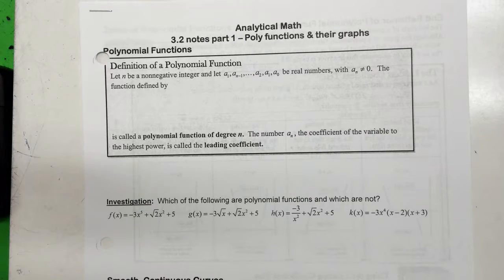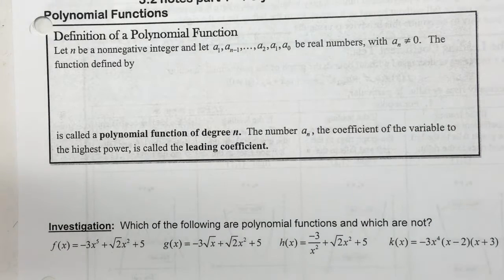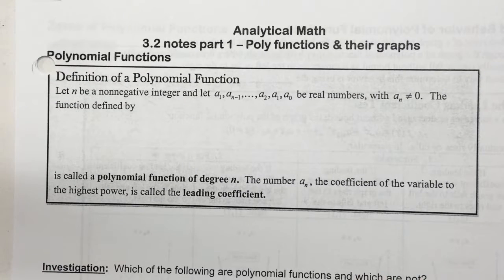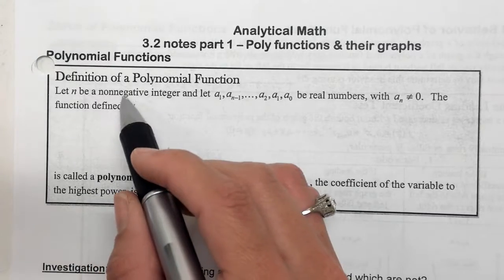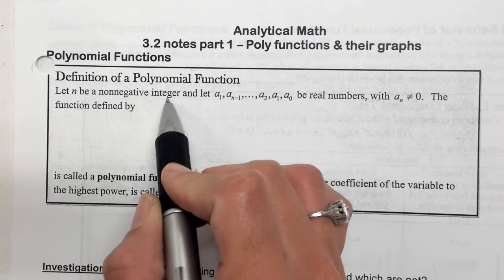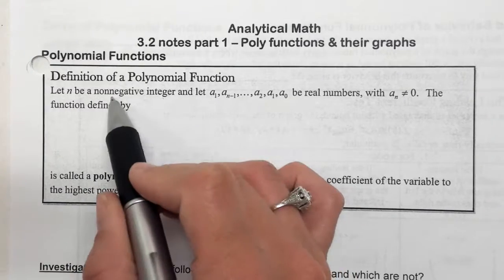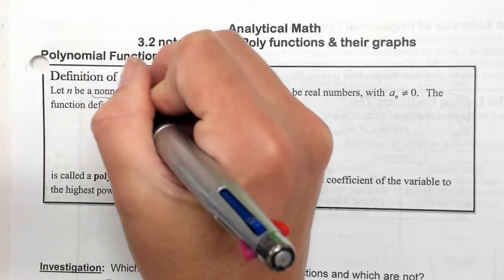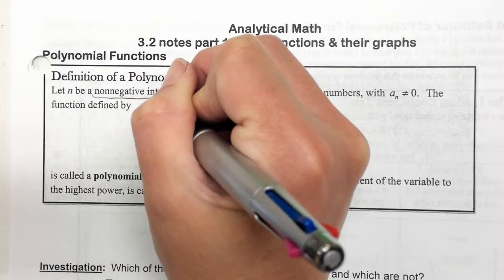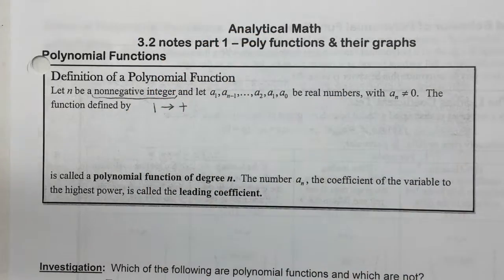Good morning. These are your 3.2 Part 1 notes about polynomial functions and their graphs. So I'll start by talking about the definition of a polynomial function. It's when n is a non-negative integer, and an integer just means a whole number. Non-negative means numbers 0 and up.